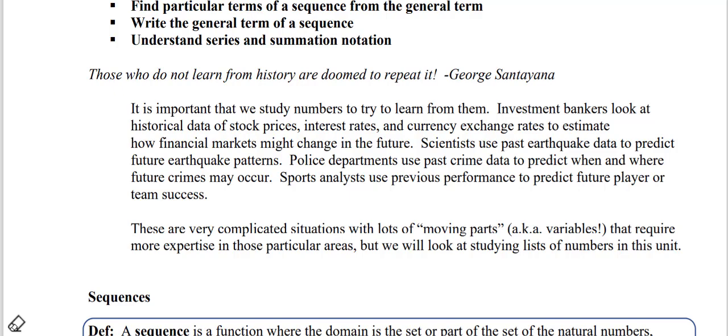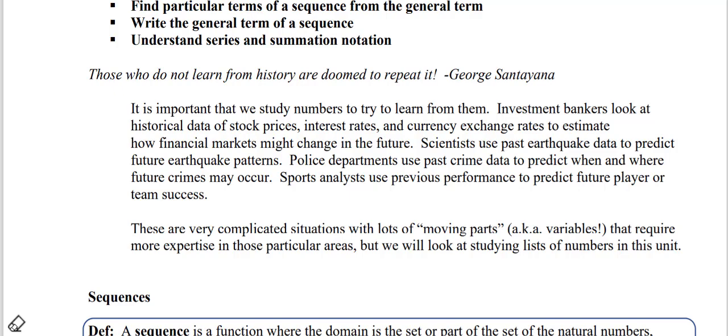Investment bankers look at historical data, stock prices, interest rates, currency exchange rates to estimate how financial markets might change in the future. Scientists use past earthquake data to predict future earthquake patterns. Police departments use past crime data to predict when and where future crimes may occur. Sports analysts use previous performance to predict future player or team success. And I could go on and on, right? I just picked a variety of different things.